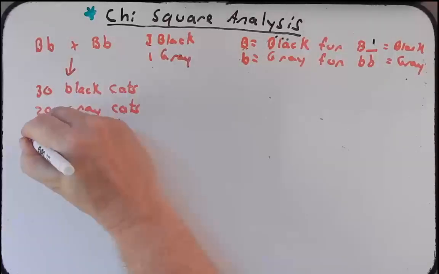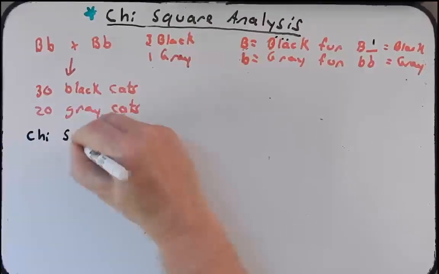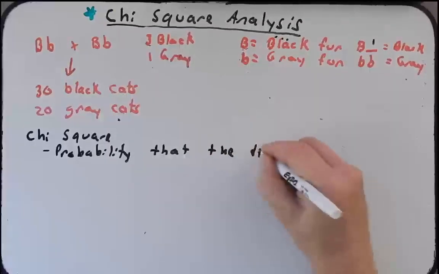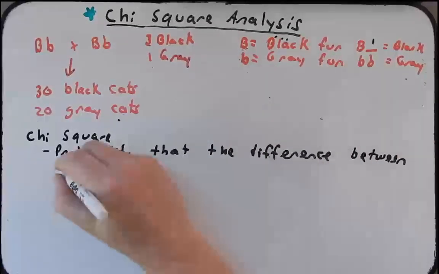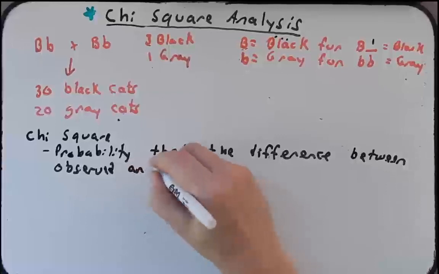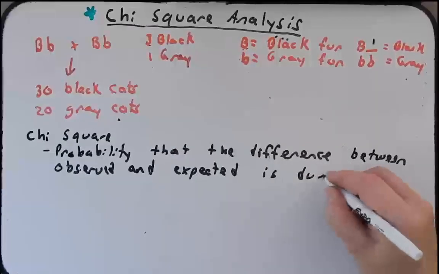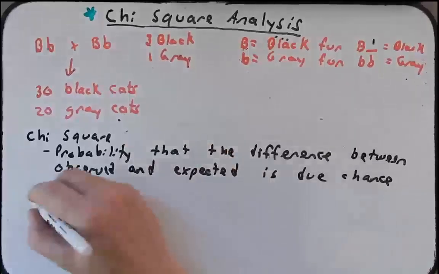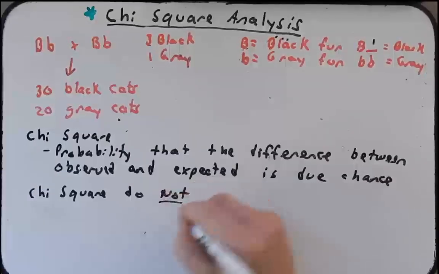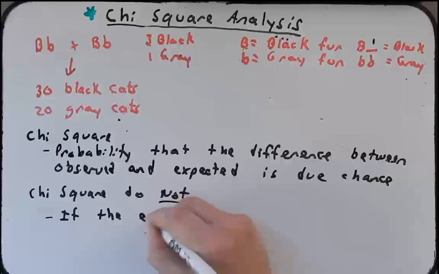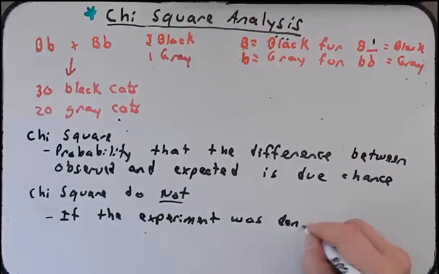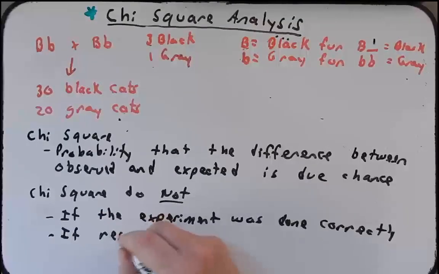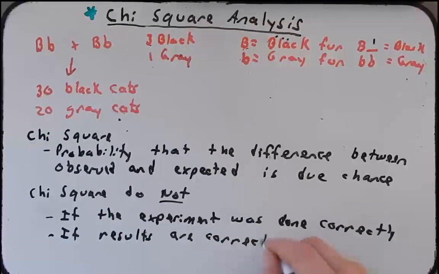But it's important for us to think about what a chi-square does for us. Chi-square only tells us the probability that the difference between observed and expected is due to chance. So this is what a chi-square tells us. Chi-squares do not tell us if the experiment was done correctly. It also does not tell you if results are correct. It's just evaluating the results.